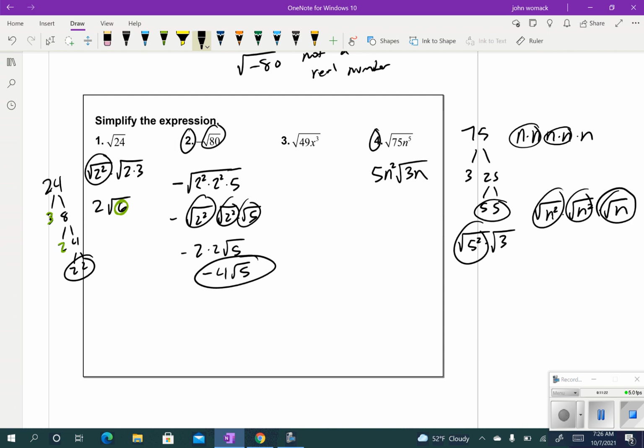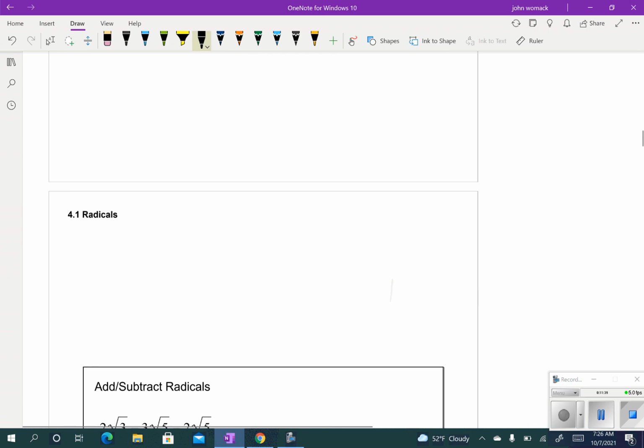Hey, 49. Square root of 49 is just 7. But I need to break apart those x's. So I'm looking for those pairs of factors. That gives you an x on the outside. Then I've got that x left over. It stays on the inside. Okay, there's our simplified form. Okay, so that's simplifying radicals.